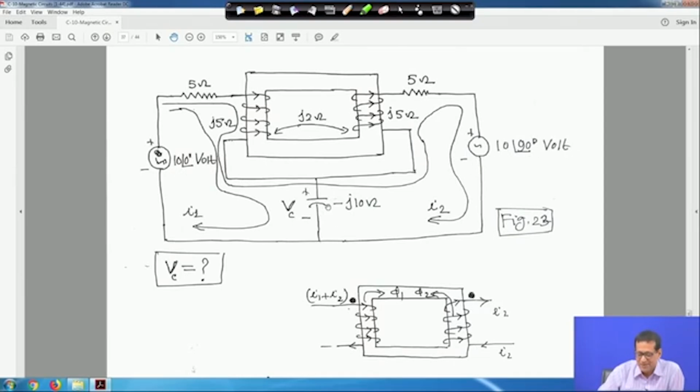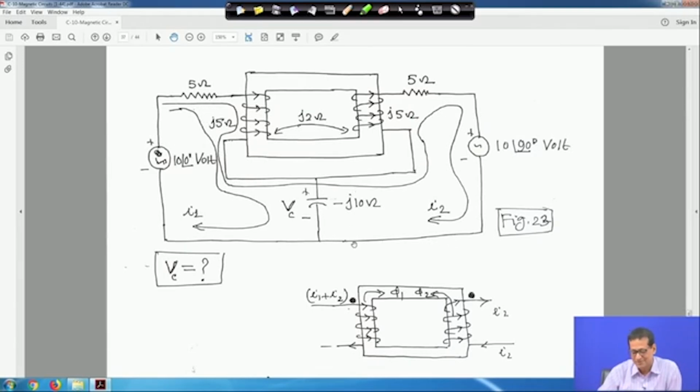One capacitor is there, with capacitive reactance of minus J10 ohm. You have to find the voltage across the capacitor, that is Vc, how much you have to compute. And the way I have taken the loops, this one is I1 and this one is I2. So if you take it like this, then I1 plus I2 is flowing through this, because we have taken it like this.